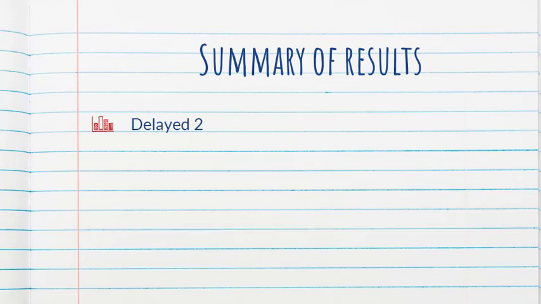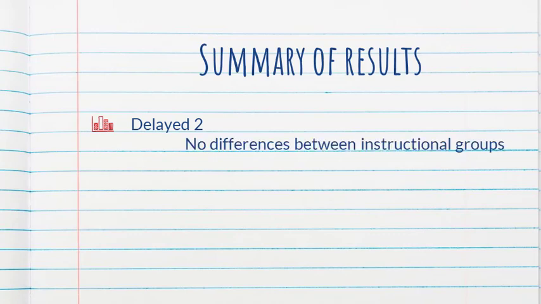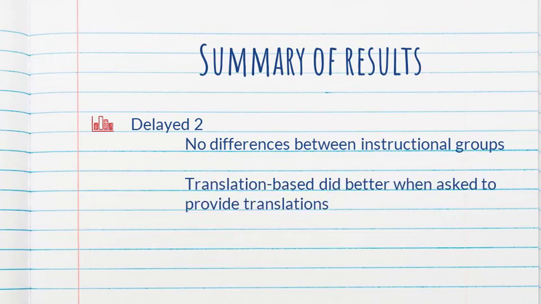But let's take a look at the second delayed post-test, the one that they took a month later and the one where they had both translation and pictures for everyone. First, there were no differences between instructional groups. In other words, the advantage of the picture-based instruction disappeared. And actually, the translation-based group did better on the items where they had to provide a translation.